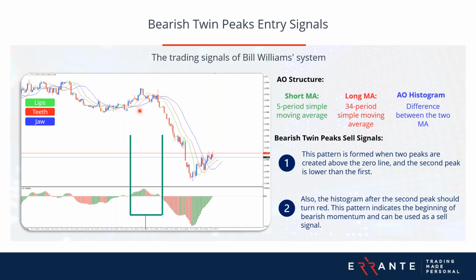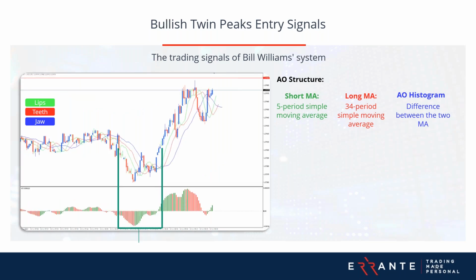If the peaks are too far apart in time, the signal may lose its strength. Ideally the peaks should be relatively close together. And in volatile markets, you might see false bearish twin peak signals. Always look for confirmation from other indicators.